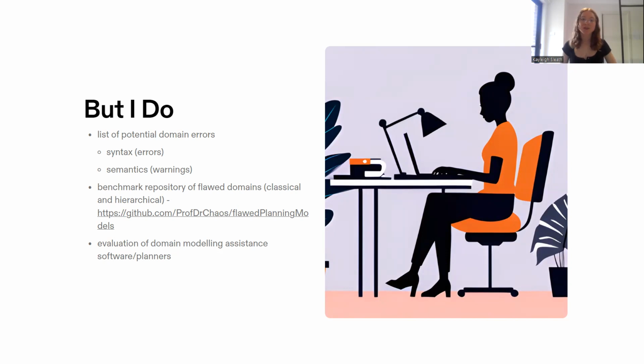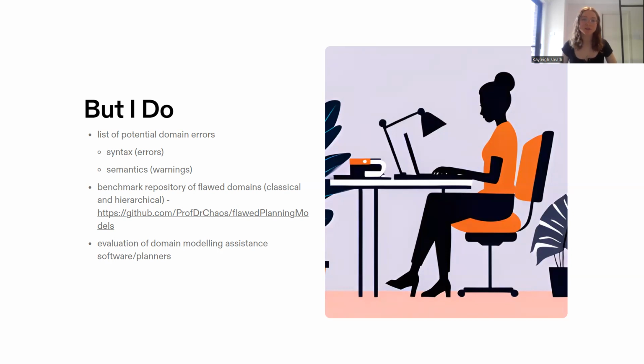This benchmark repository is publicly available on GitHub, and we hope that other researchers or users of this syntax will help to improve it, to extend the current domains that we have, and to add any examples of errors or potential errors that we may have missed. This repository is intended to be used by the developers of domain modeling assistance tools or planner parsers to ensure that they are picking up all of the necessary errors. And as far as we're aware, it is the only existing benchmark repository for this purpose.